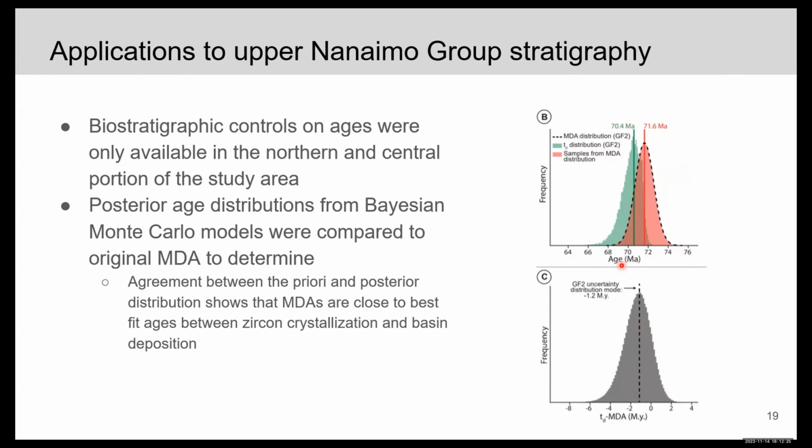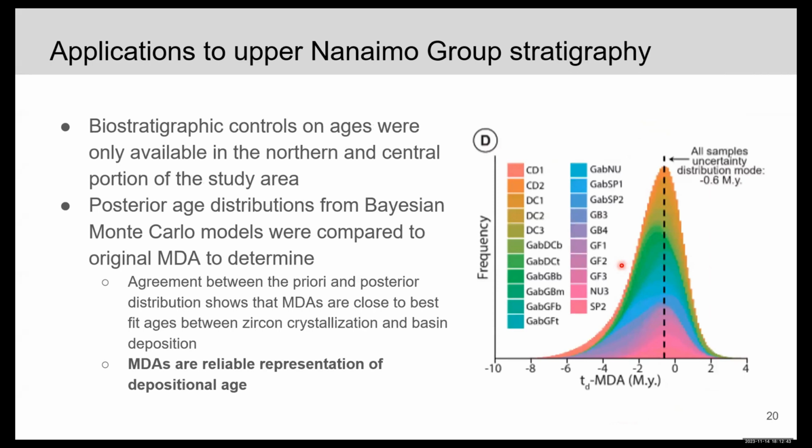Because if there's an incredible agreement between the original maximum depositional ages and these best fit ages, we might be able to say that the original maximum depositional ages in the southern portion of the basin are okay to use as is.